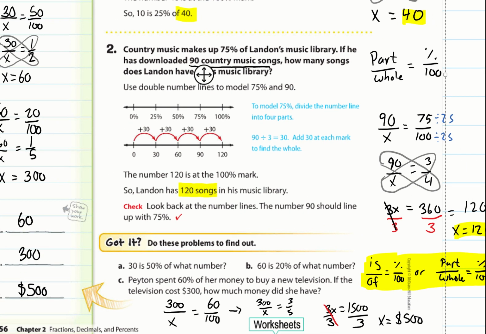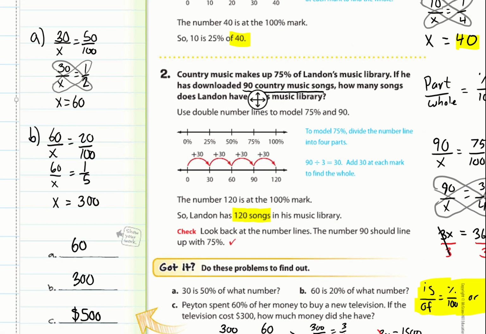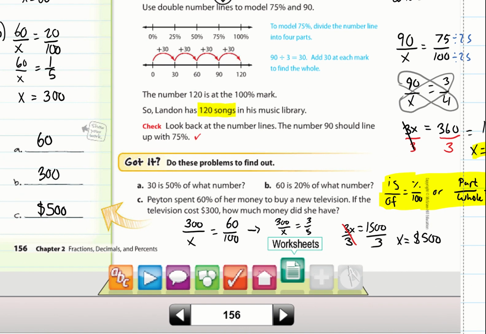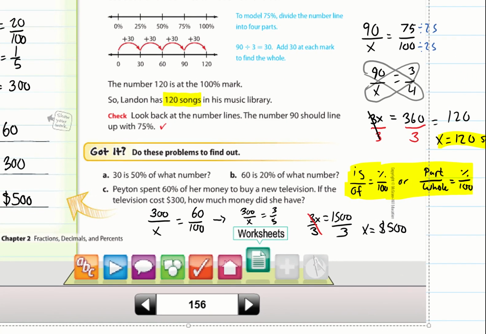So 60 is the part because we're trying to find the whole. We have the percentage, so we have 60 over x equals 20 over 100. 20 over 100 does simplify to 1 over 5. Now we have 60 times 5 is 300. x times 1 equals x, so x equals 300. So B, we have the answer of 300. Now C is, the word problems are a little bit confusing.